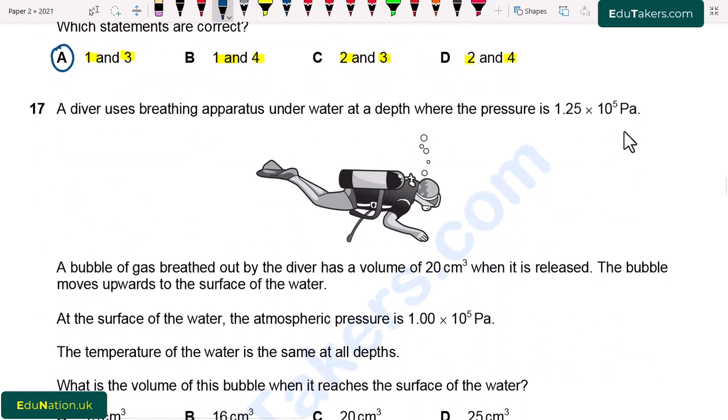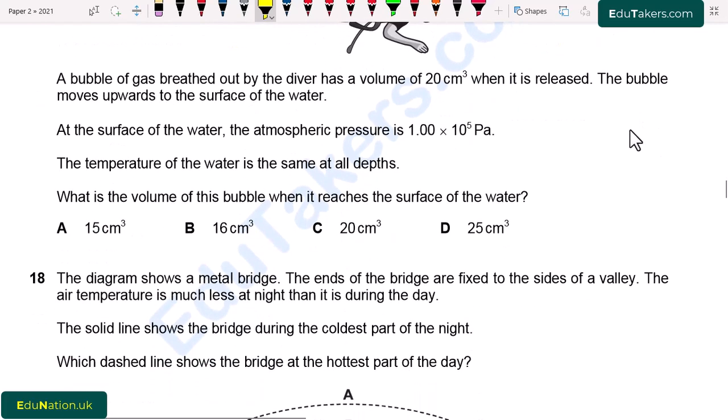Question number 17. A diver uses breathing apparatus underwater at a depth where the pressure is 1.25 × 10^5 Pascal. A bubble of gas breathed out by the diver has a volume of 20 cubic centimeter when it is released. The bubble moves upward to the surface of the water. At the surface of the water, the atmospheric pressure is 1.00 × 10^5 Pascal. The temperature of the water is the same at all depths. What is the volume of this bubble when it reaches the surface of the water?